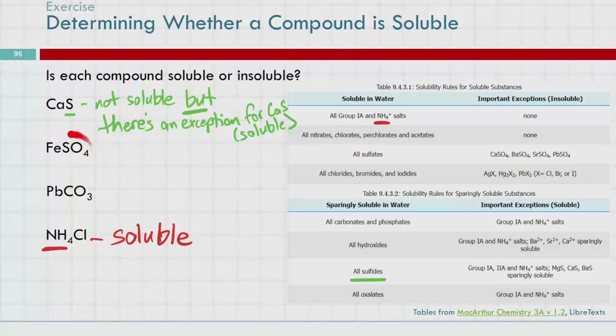We've also got FeSO4. SO4 is a sulfate. We have sulfates in the soluble in water section. So with sulfates, our initial read is that it's soluble, and we have to check for exceptions. So we look over at the right column. Do we have any important exceptions that are insoluble? I don't see FeSO4 there. So we don't have an exception. That means it is soluble.